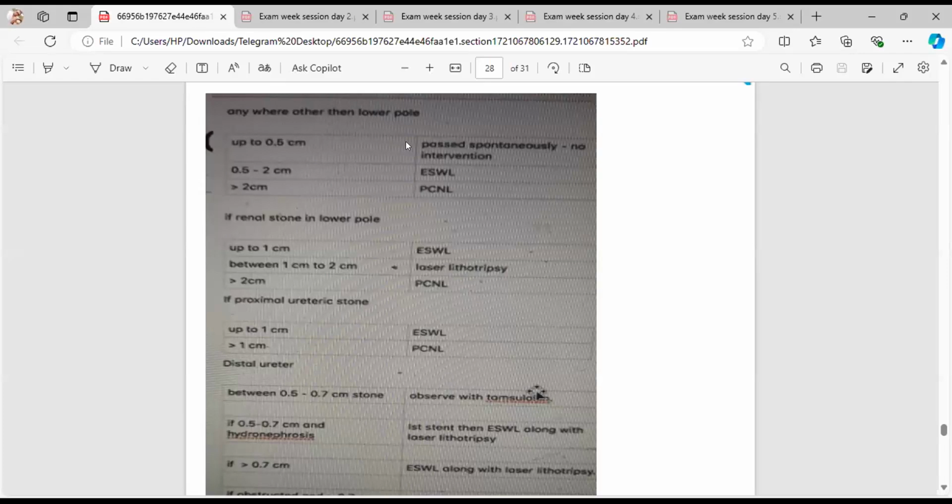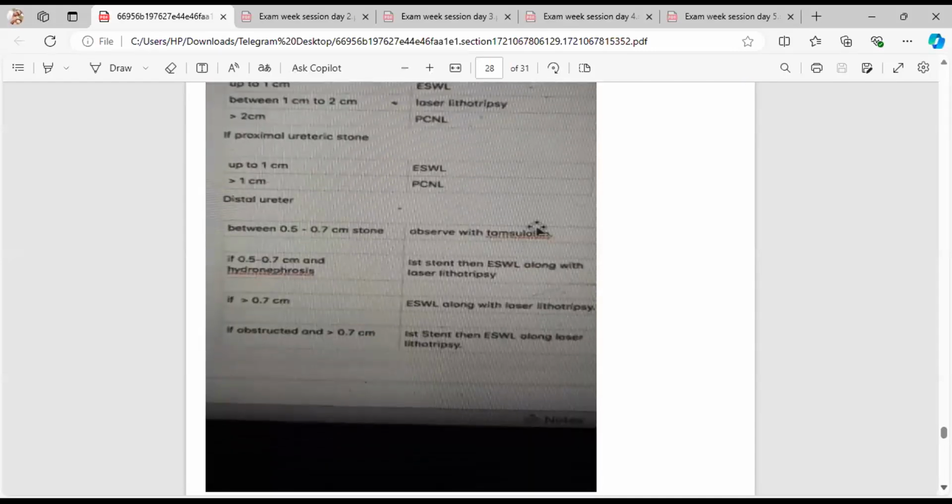Now we come to the ureter. If the stone is in the ureter, proximal means the area which is near to the kidney. This is the ureter. We know that it starts from the kidney and goes down. The portion of the ureter near to the kidney is called proximal, and the other portion is called distal. So in the proximal ureter, up to 1 centimeter, ESWL; more than 1 centimeter, PCNL.